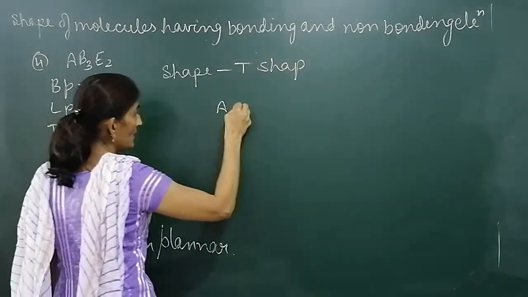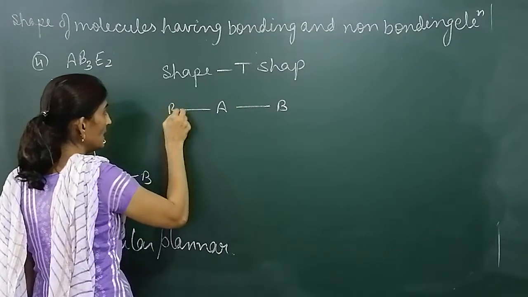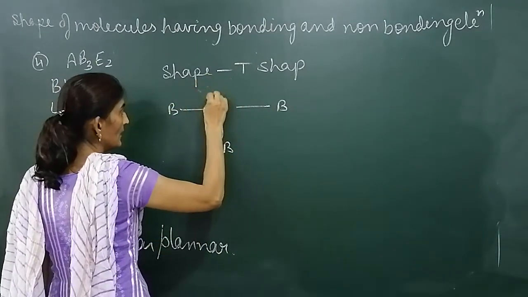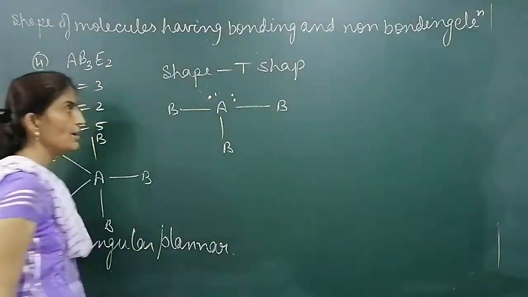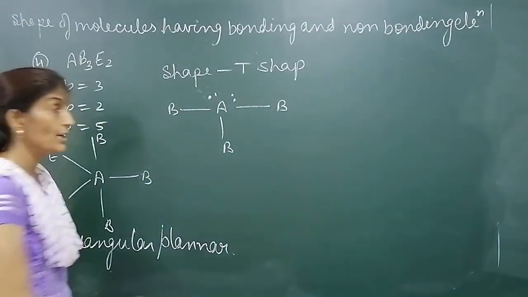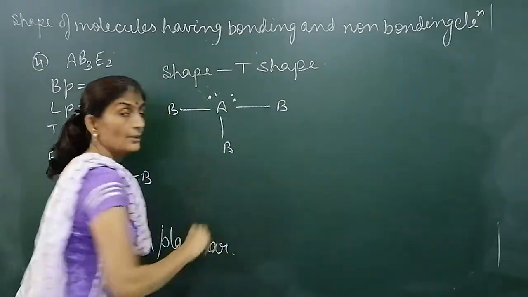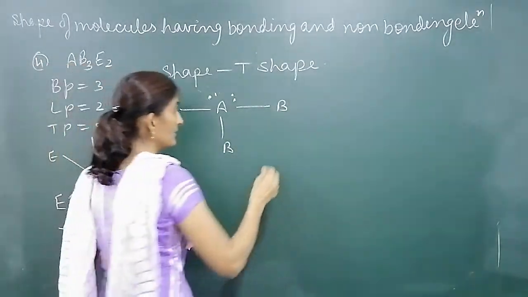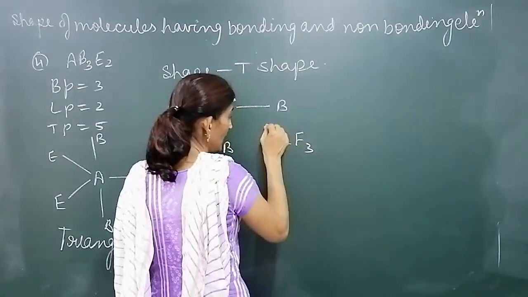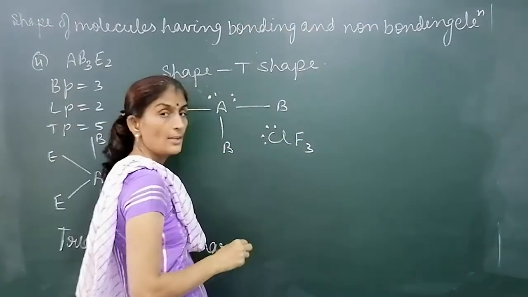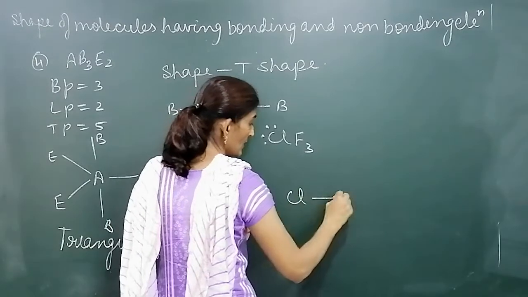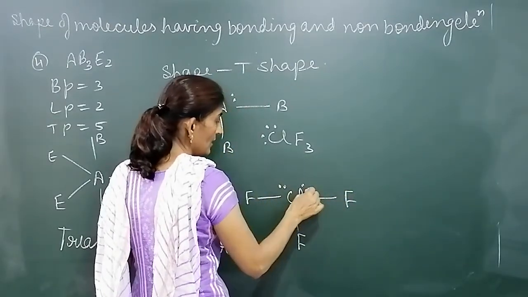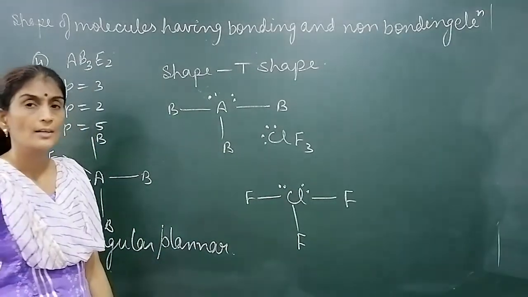This is A, this is B, this is B, this is B. And 2 lone pairs will be present here, one this side, one this side. So what is the shape of molecule? It is T shape. Example is ClF3 or BrF3. ClF3 has 2 lone pair of electrons. Its shape is T. 1 F, second F, third F, and there are 2 lone pair of electrons.